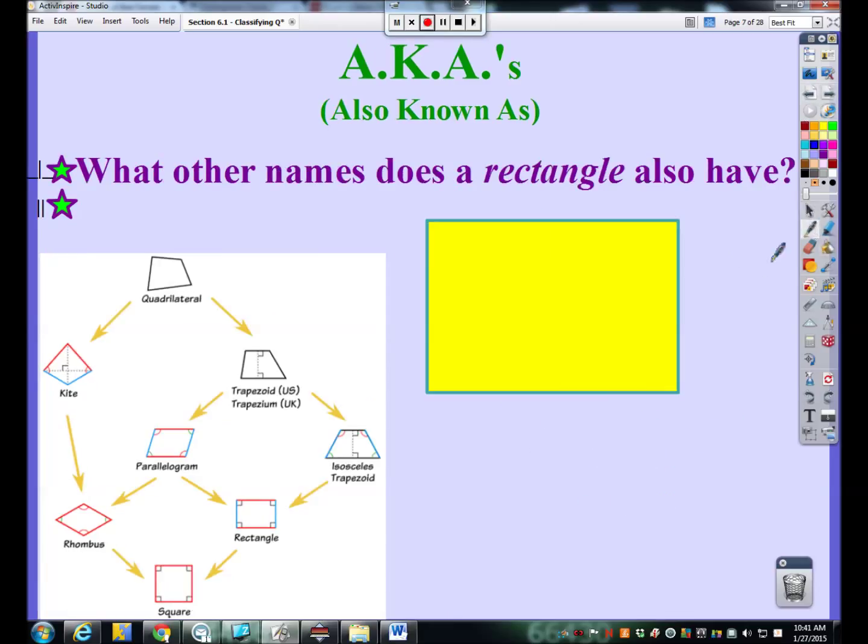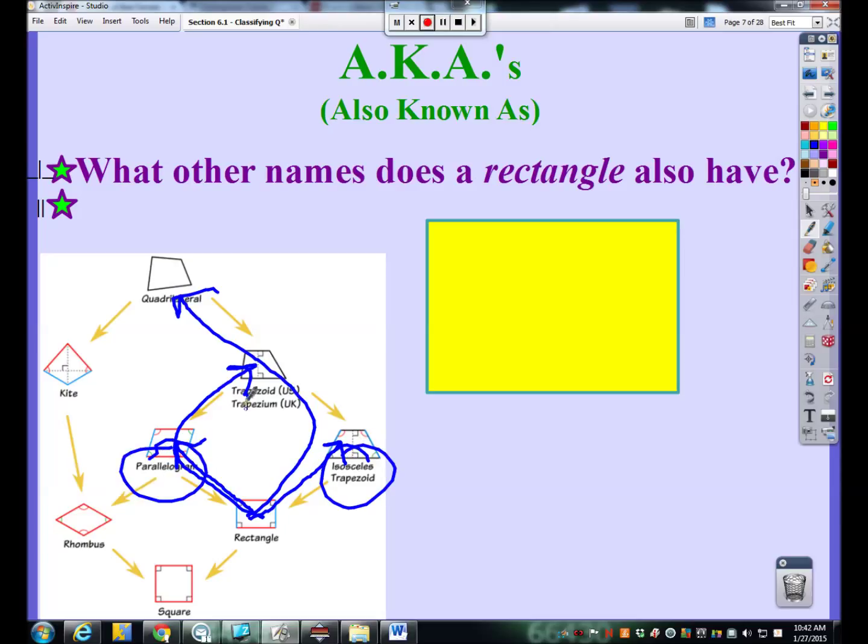What other names does a rectangle have? Well, again, we need to move upstream here. So a rectangle is a parallelogram. A rectangle is a trapezoid. A rectangle is an isosceles trapezoid. And a rectangle is just a plain old quadrilateral. But you couldn't necessarily call all rectangles squares or all rectangles rhombuses or all rectangles kites. It just doesn't work that way. We can't go either up and down or down and up to get to it. So what other names does a rectangle have? Parallelogram, isosceles trapezoid, trapezoid, and quadrilateral.